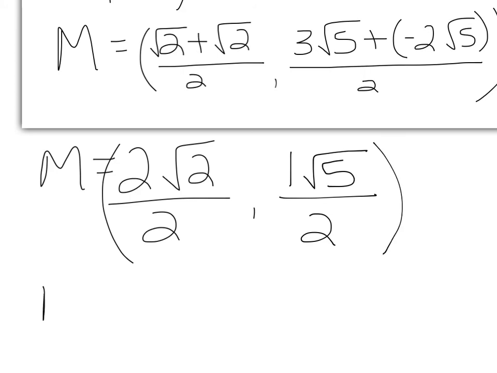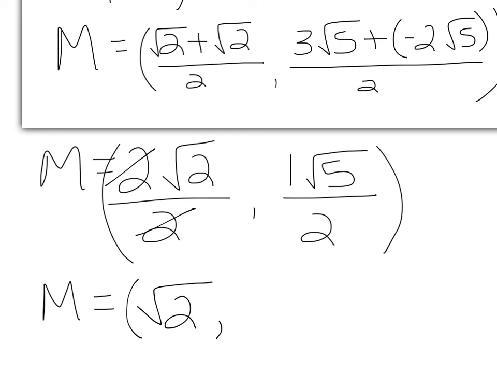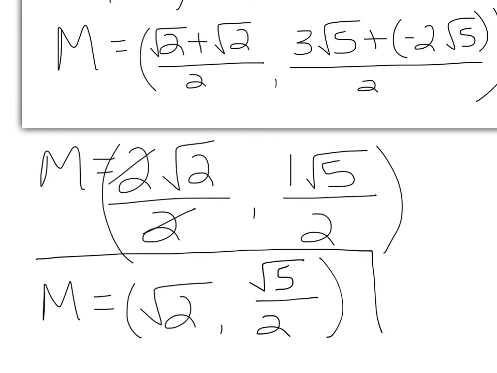Now when we go to clean this up a little bit, since both of these 2s are on the outside, I can cancel them. So this 2 and this 2 cancel, leaving me just the square root of 2. And you guys know we don't write a 1 like this. We can just leave it as the square root of 5. So this is going to become the square root of 5 over 2. So our midpoint in this case is the square root of 2, comma, square root of 5 over 2.